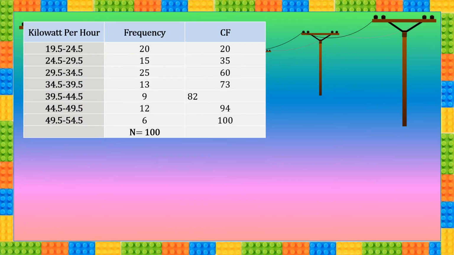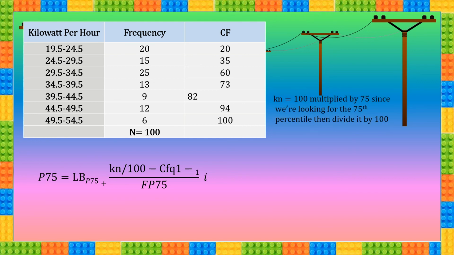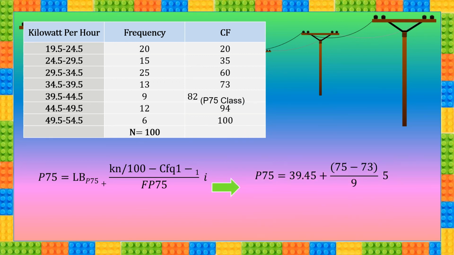Now, for our next question, what formula do you think we're going to use? This? Yes? Great! The formula is almost the same. We just need to multiply the summation of f to 75, since we're looking for the 75th percentile, and divide it by 100. Then we will do the same procedures again. Simplify, and we will get an answer of 40.55. So, 75th percentile is equal to 40.55.